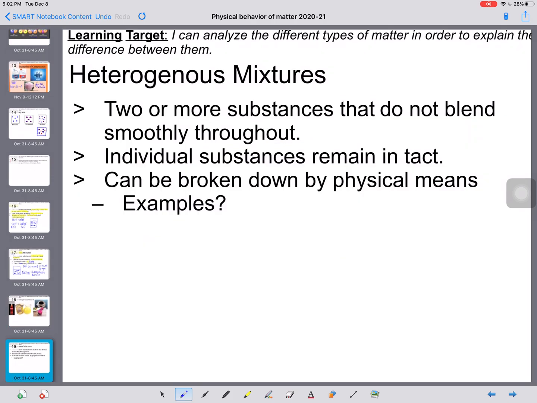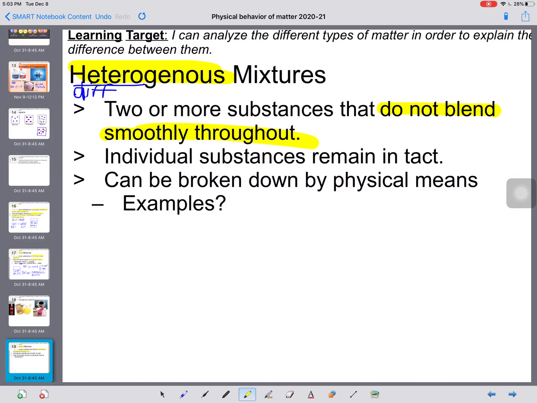Now, the opposite of a homogeneous mixture is something called a heterogeneous mixture. Now, a heterogeneous mixture, first of all, if we use our prefix, hetero meaning not the same or different, okay, it is 2 or more substances that do not blend smoothly throughout. So it's still a mixture. So both homogeneous and heterogeneous mixtures follow the same characteristics of a mixture. There are 2 or more substances that are physically combined, and they both can be physically separated. Okay. Now, with a heterogeneous mixture, it does not blend smoothly throughout.